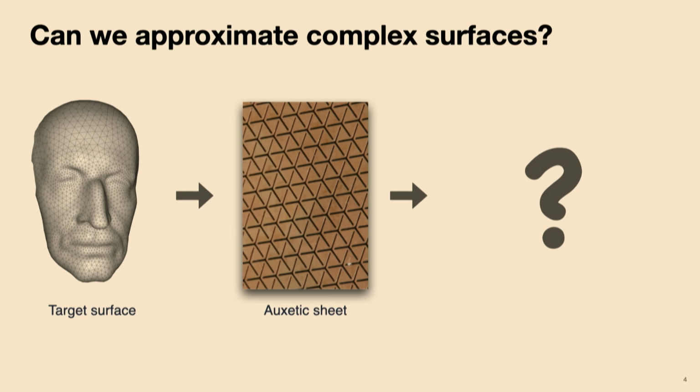So our question was, can we approximate any kind of complex surface taking a sheet of auxetic material? Now, what is the challenge here? So let's say we have a complex surface of a face of Max Planck, and we want to stretch the sheet around his face to get the approximation of it.